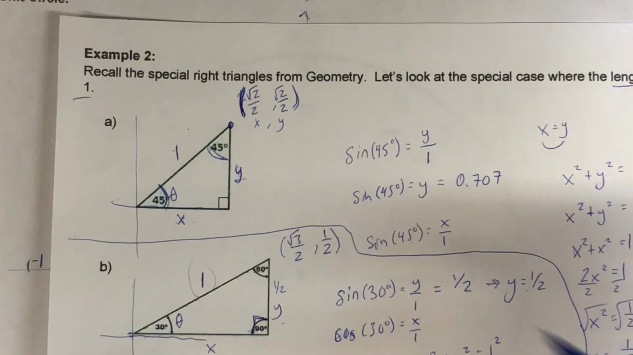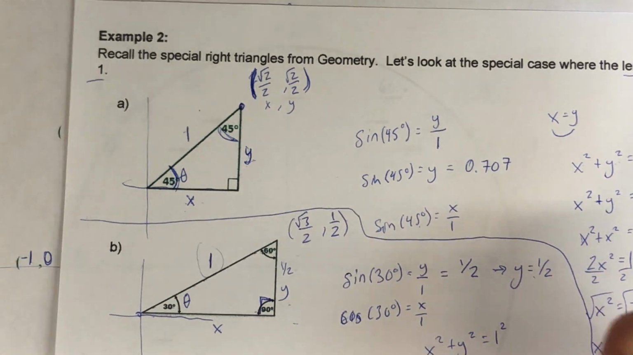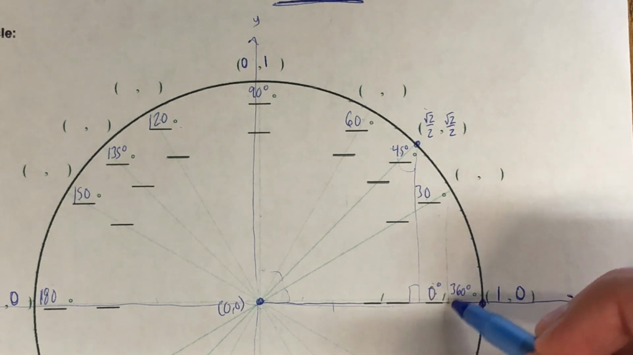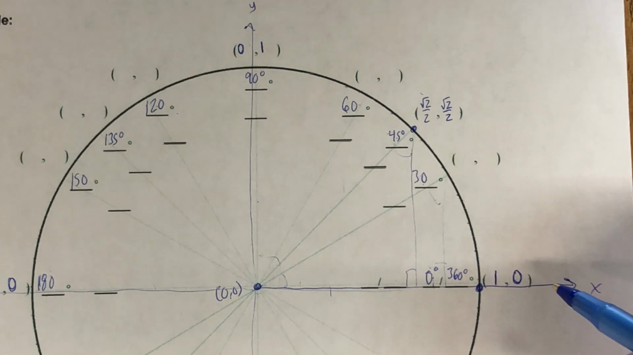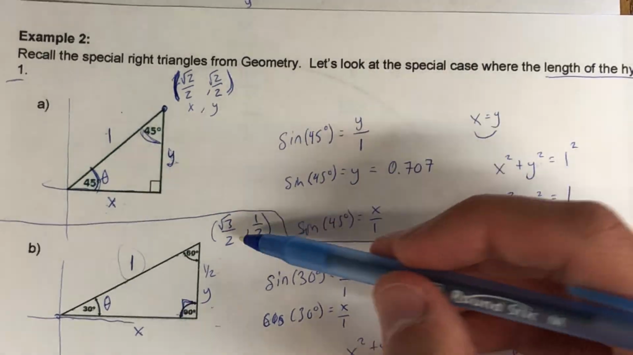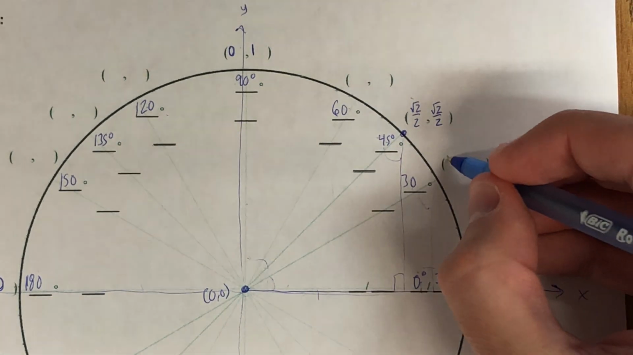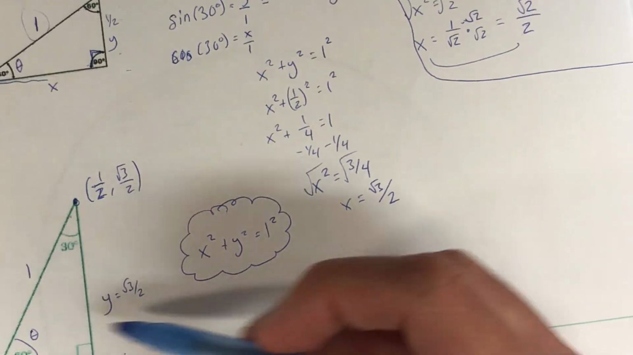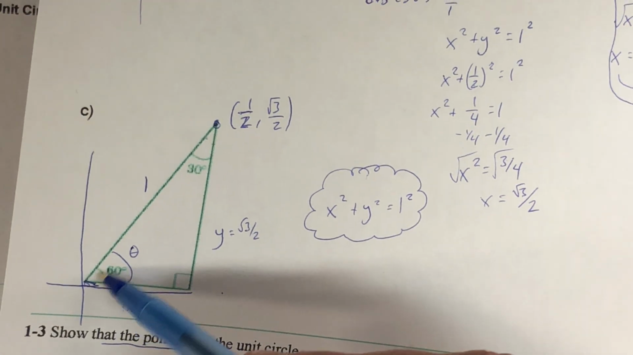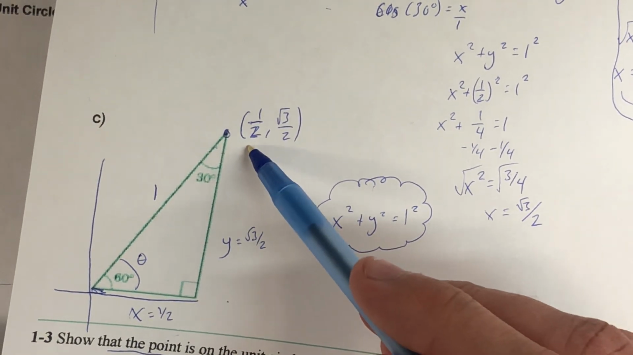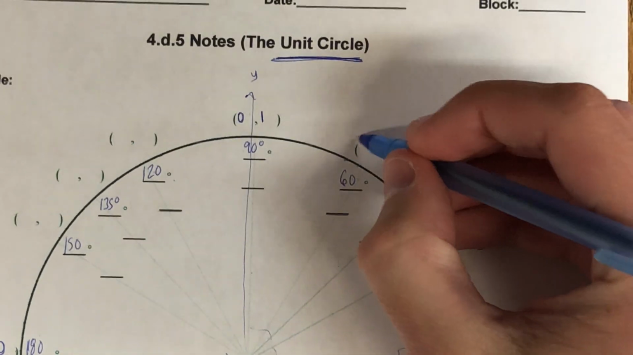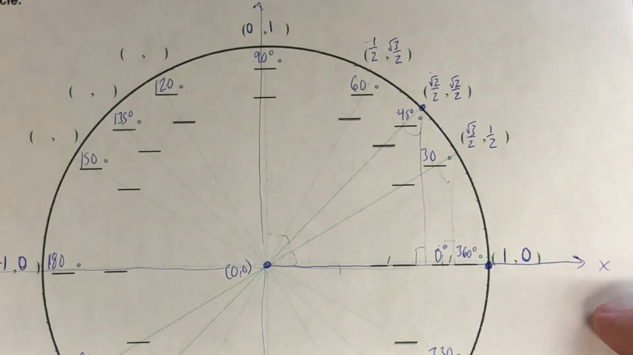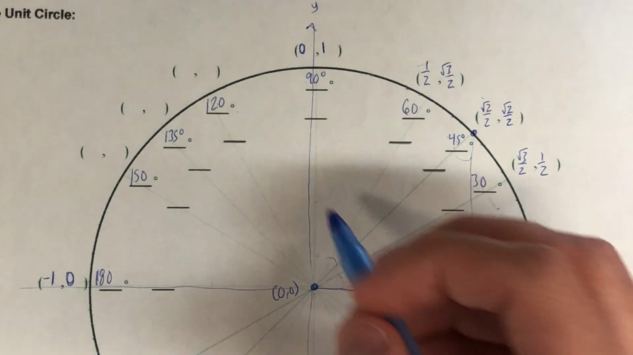Similarly, when we have a 30, 60, 90 triangle, like here, where we have 30 degrees, 60 degrees, and 90, our x and y value are root 3 over 2, 1/2. And lastly, when we have a 60, 30, 90 triangle, our xy is 1/2, root 3 over 2. And the same types of triangles will apply in the opposite quadrants.